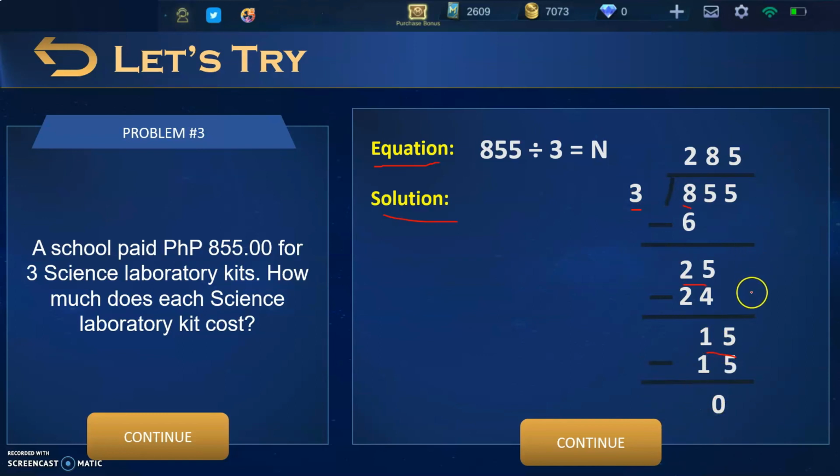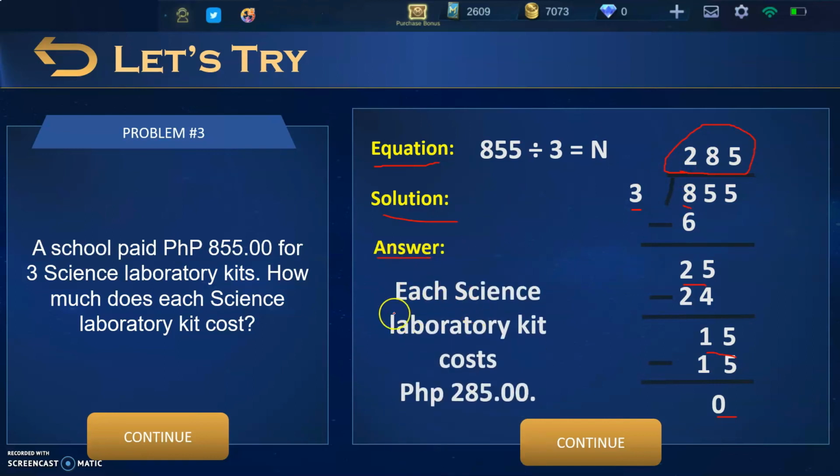So there is no number that we can bring down. So we are done. And also, our answer here is 0. It means there is no remainder. So our answer here is 285. And for our final answer, each science laboratory kit costs 285 pesos. Okay?